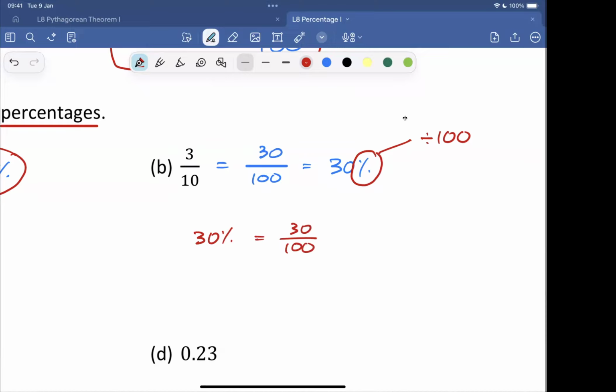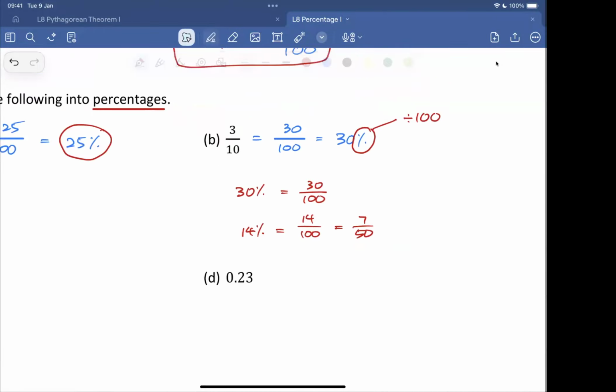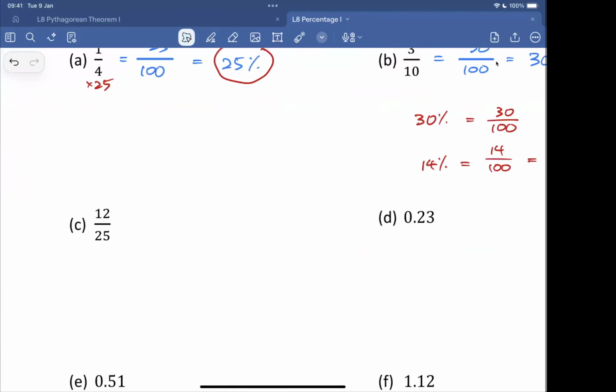Yes. And can I test you, what is 14%? What fraction do you get? 14 over 100, which is equal to 7 over 50. There you go. Well done, Penelope. Now you know how to do percentage. Good job. Okay, so students, now that we have done this, let's try C.